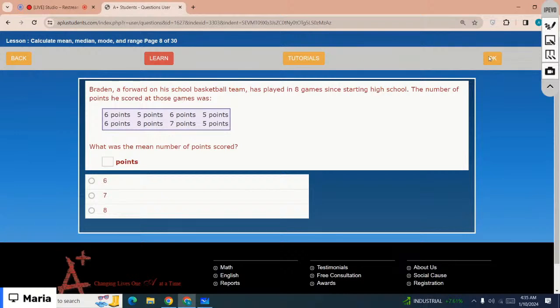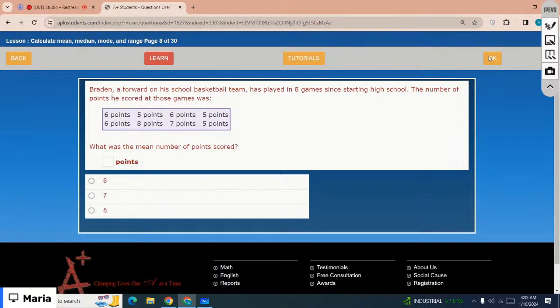Braden, a forward on his school basketball team, has played in 8 games since starting high school. The number of points he scored at the games were 6, 5, 6, 5, 6, 8, 7, 8, 5 points, right?